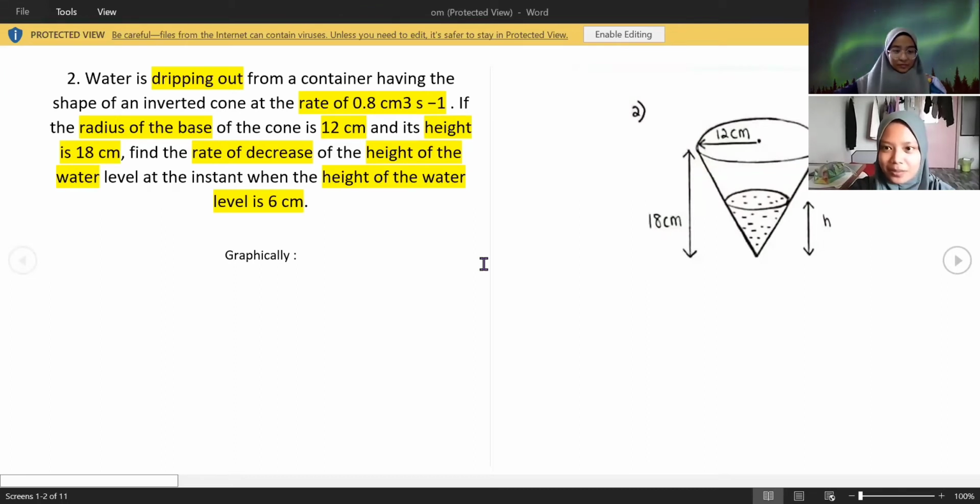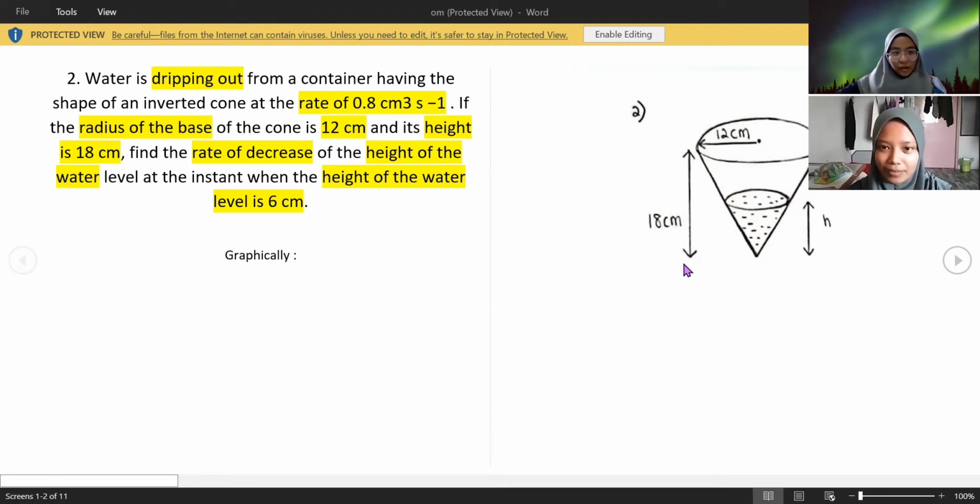Okay. So firstly, we just have to read the question first. Water is dripping out from a container having the shape of an inverted cone at the rate of 0.8 cm cubed per second. If the radius of the base of the cone is 12 cm and its height is 18 cm, find the rate of decrease of the height of the water level at the instant when the height of the water level is 6 cm. So basically, do you understand what the question is talking about?